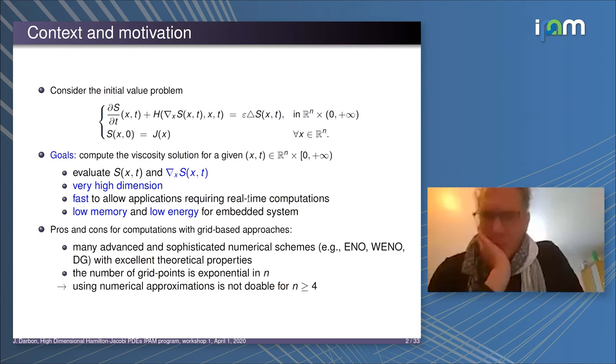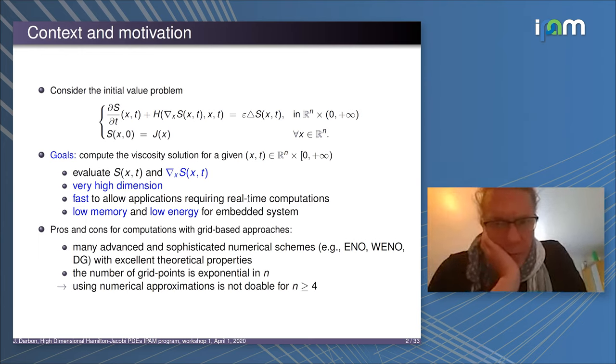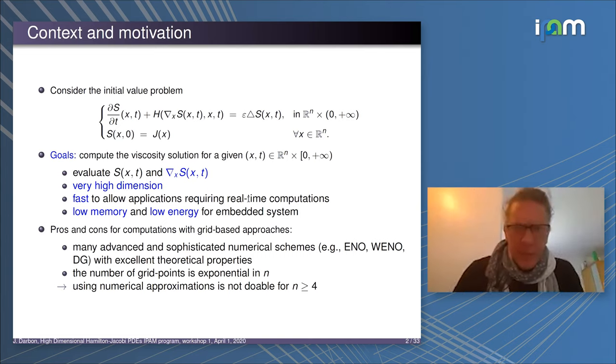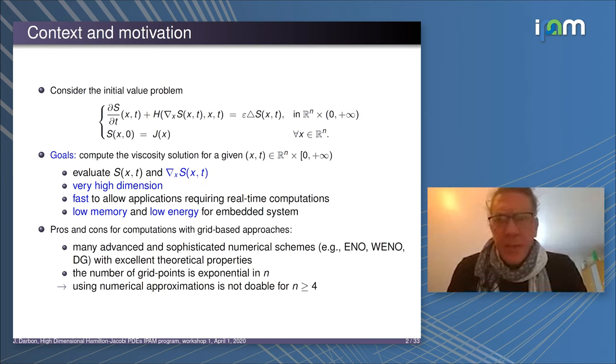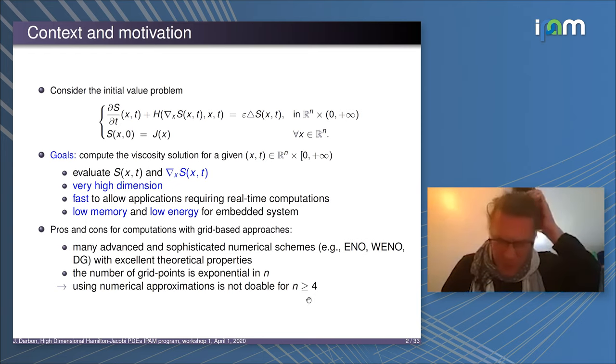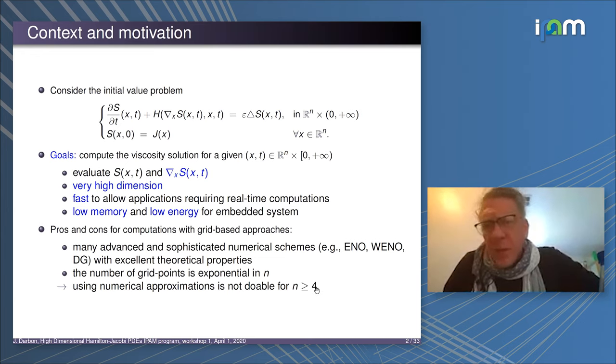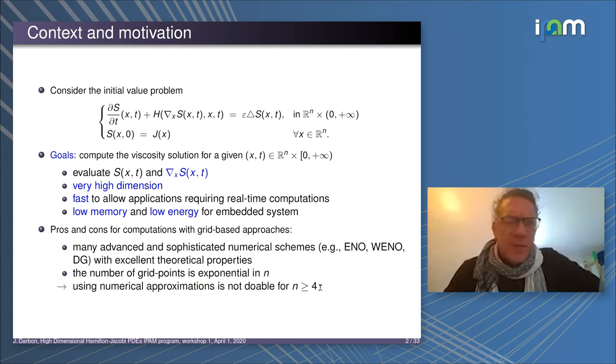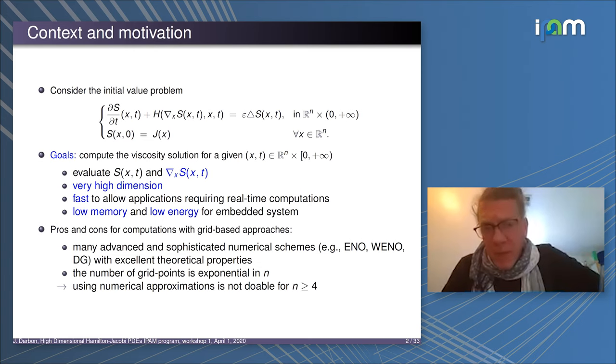There are many approaches to solve this problem, and perhaps the most developed ones are grid-based, for which sophisticated numerical schemes have been developed, such as ENO, WENO, and discontinuous Galerkin methods. It's very well understood and very powerful. The main drawback, as we may know, is that it does not scale well when the dimension n is increasing. Because of the discretization, we need a memory that is exponential with respect to the dimension. In practice, if the dimension is too big, here I put 4, but maybe using sparse grids you can go to 8 or 10, above such numbers you cannot compute or evaluate the solutions because you do not have memory to store the solution.